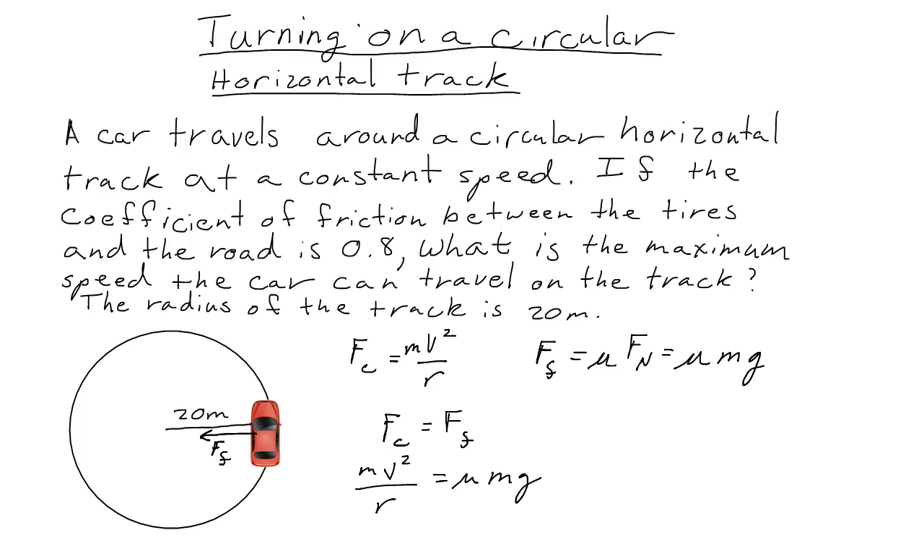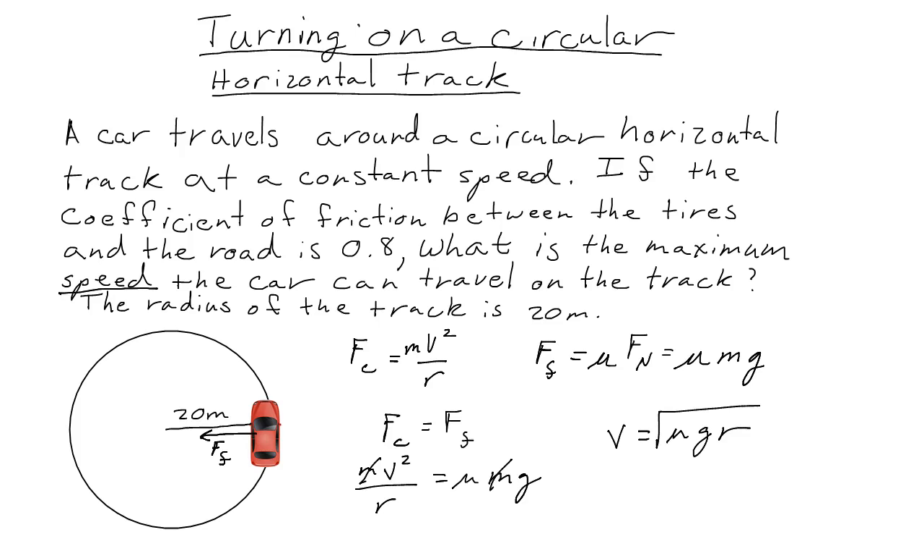Okay? I don't need to know the weight of the car, or the mass of the car, in this case, because we have mass on both sides. And I'm trying to find the maximum velocity, or the maximum speed. Remember that we're changing direction constantly, so we have changing velocity but a constant speed traveling around the track. And so we find that v is equal to the square root of mu g r.